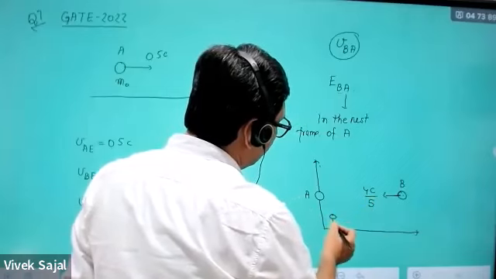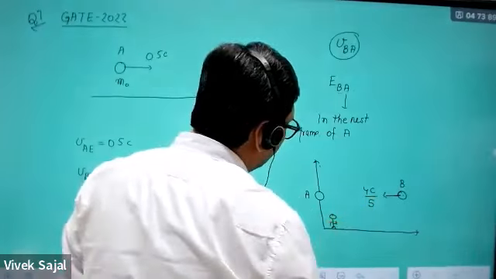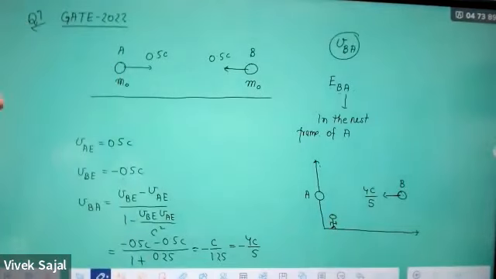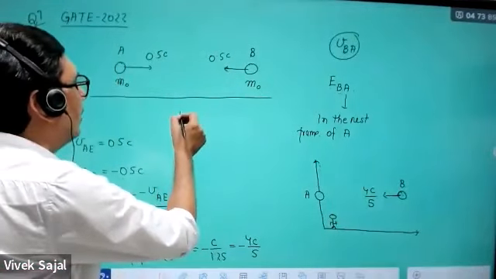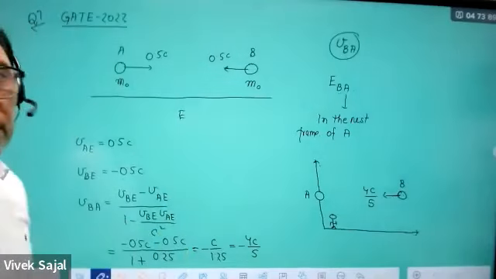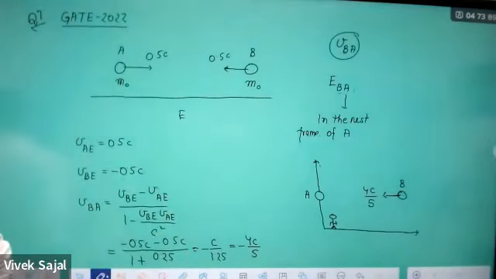So this person is observing who is in the frame of A. Now, what is total energy? Formula of total energy if velocity is given. If velocity is given, what is the formula of total energy?